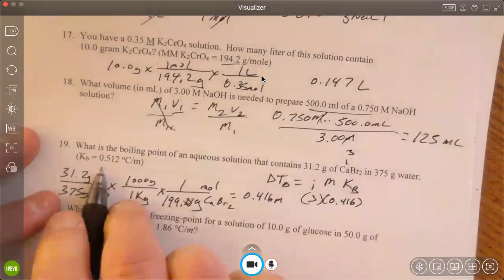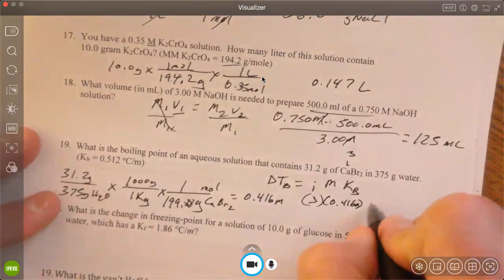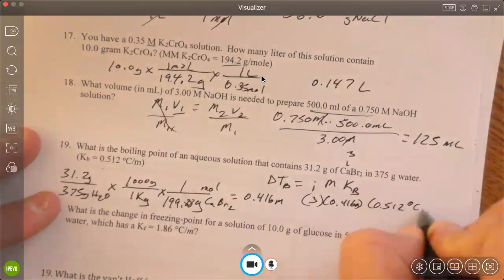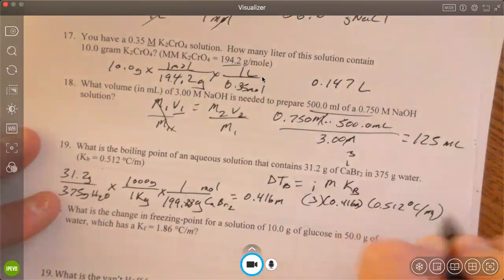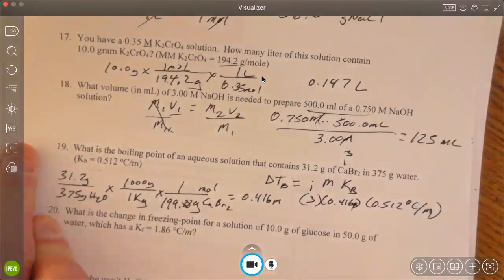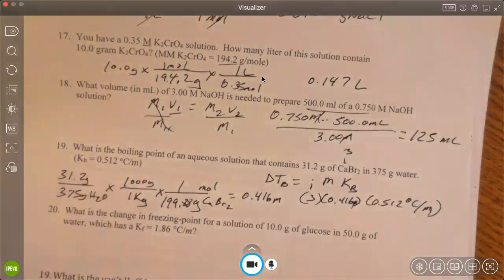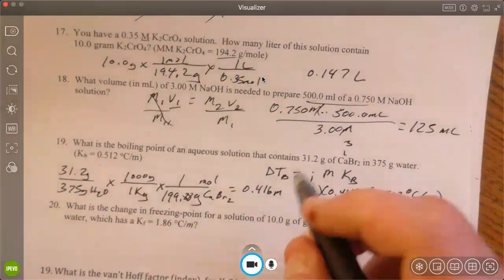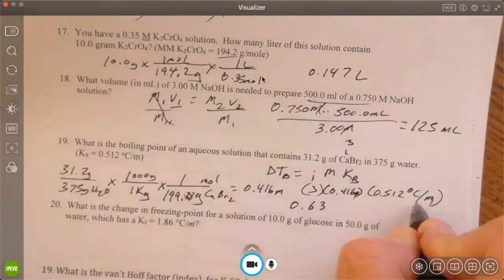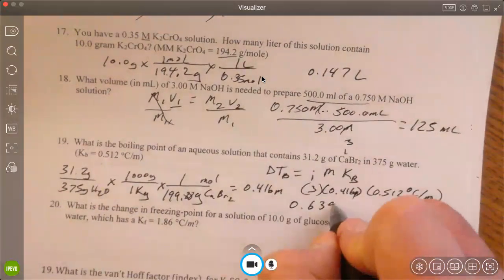0.416. And the KB, that's molality. The KB is 0.512 degrees Celsius per molal. Molality is going to cancel out. We're going to end up with degrees Celsius. 3 times 0.416 times 0.512. The answer is about 0.6389. 3 significant digits, so 0.639.